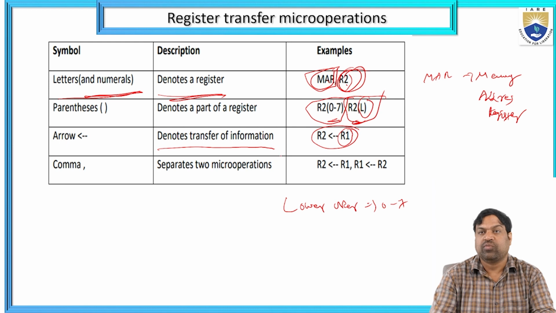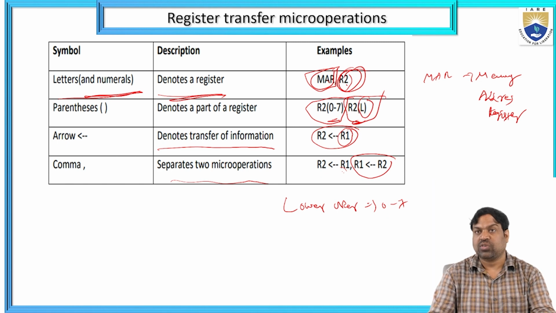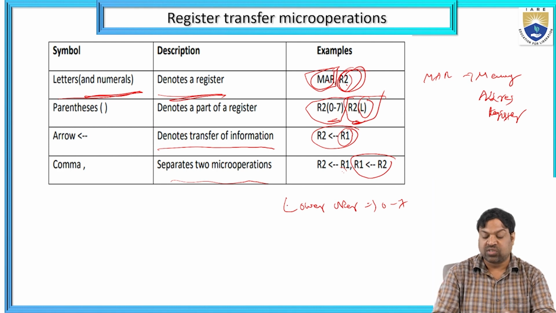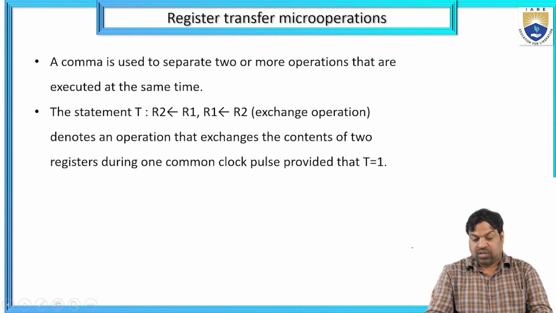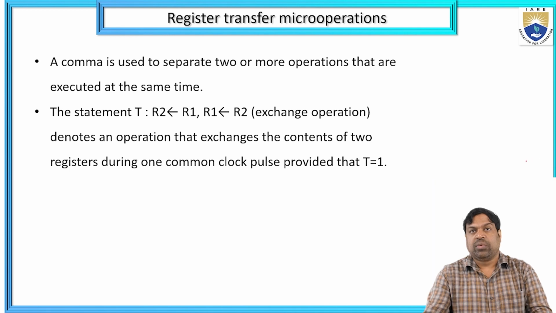It denotes the transfer of information, and it separates two micro operations. R2 to R1 means the data of R2 is transferring to R1, and here R1 data is transferring to R2. So two separate operations, each one not belonging to the other. Two operations are going on at a time. A comma is used to separate two or more operations that are executed at the same time.